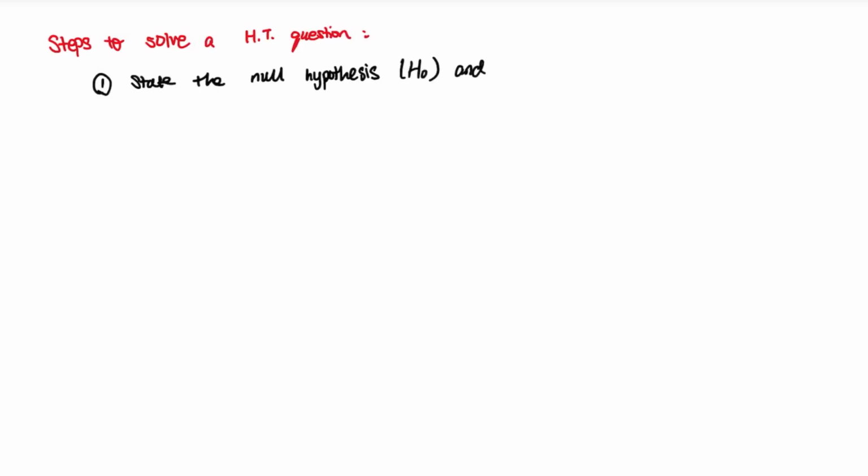H naught, as well as the alternate hypothesis H1. So just simply state what the null hypothesis is. Let's say the question is something like H naught is mu equals 2, for example. So your alternate hypothesis will be whatever the question says.